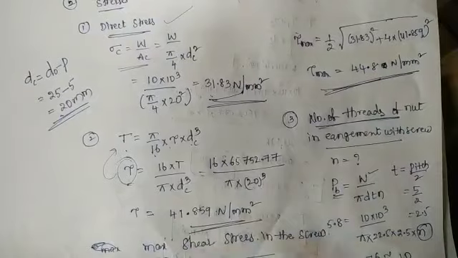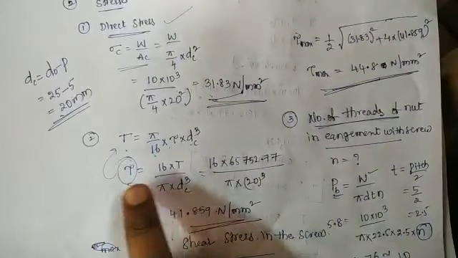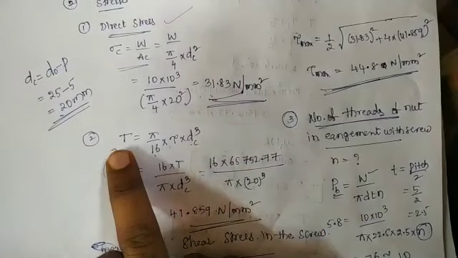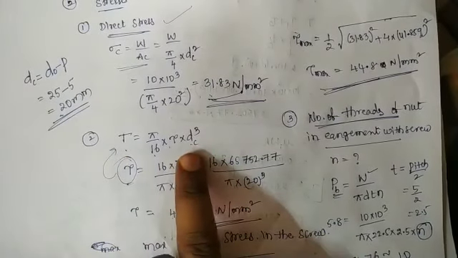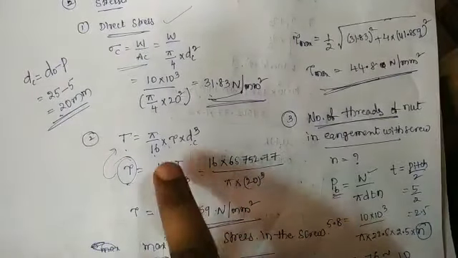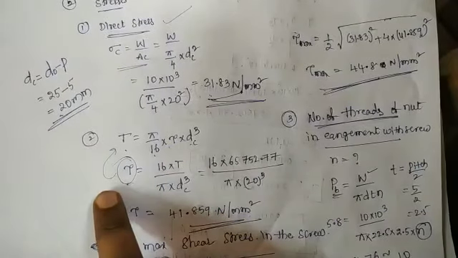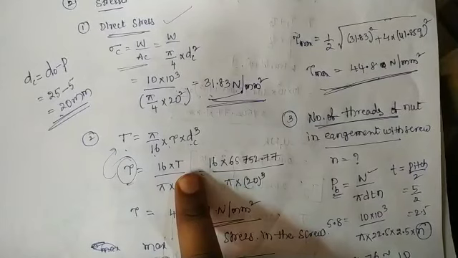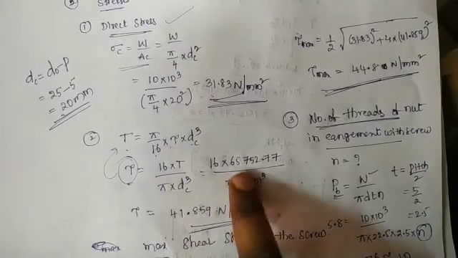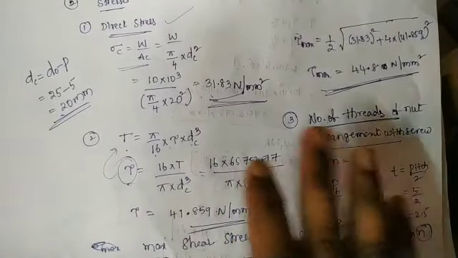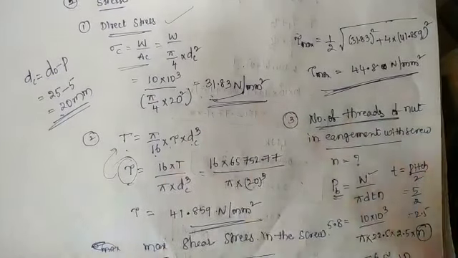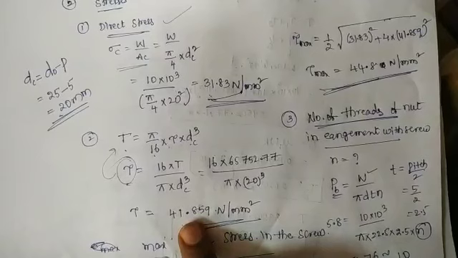Then direct stress is completed. Next one is shear stress. What is the relation of shear stress and torque? T equal to pi by 16 tau into DC cube, then calculate tau. T is already calculated, T equal to 65752.77. All the values are now known, so substitute in the tau formula, then tau equal 41.859 Newton per mm square.